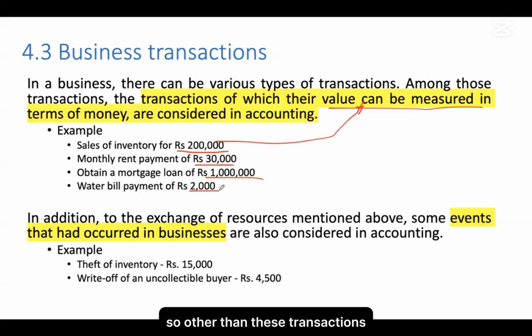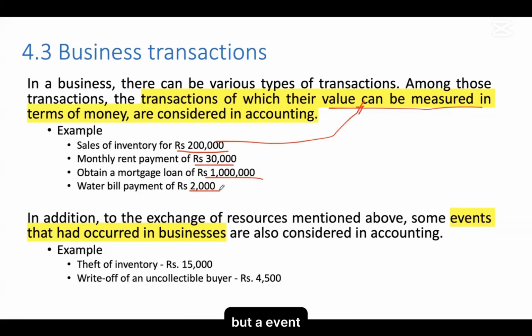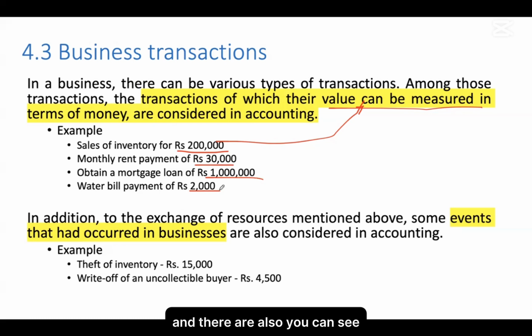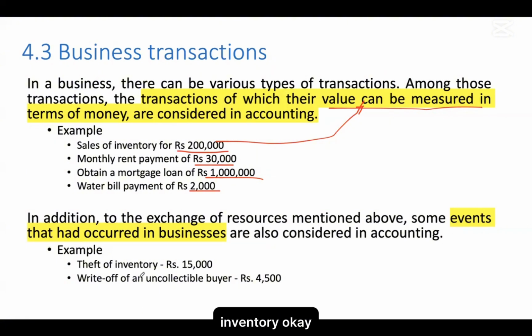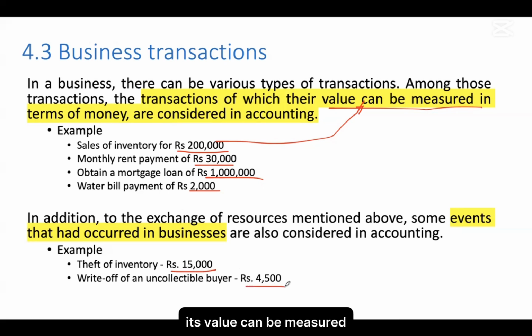Other than these transactions, there are something called events. There are events that can happen in the business. This is not a transaction, but an event, and these events are also considered in accounting. You can see their value can be measured in terms of money. Now let's look at the theft of inventory. That is an event. It is not a transaction. Writing off an uncollectible buyer is also an event, not a transaction. But we consider them in accounting as events, and see, their value can be measured.